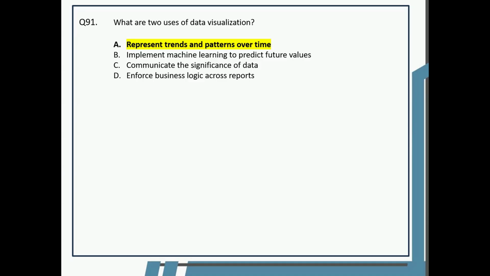numbers. Data visualization helps translate complex data into meaningful, easy to understand visual formats that can be shared with stakeholders, decision makers, and non technical audiences. It makes data more accessible and actionable by clearly conveying insights and their business significance. Implementing machine learning to predict future values describes predictive analytics and machine learning. And enforcing business logic across reports describes business rule engines or reporting frameworks.